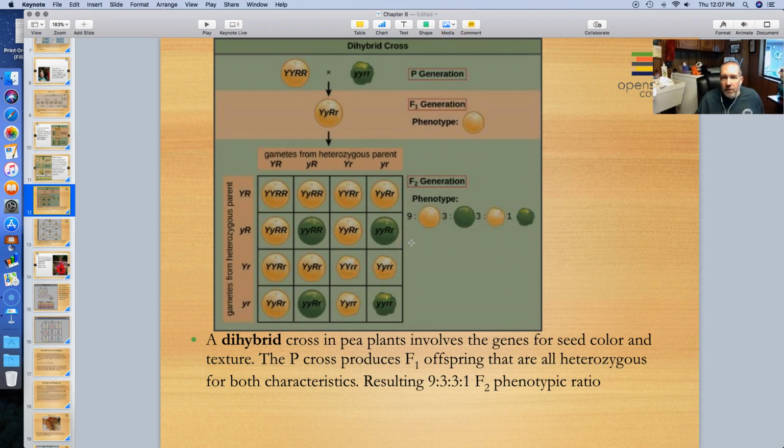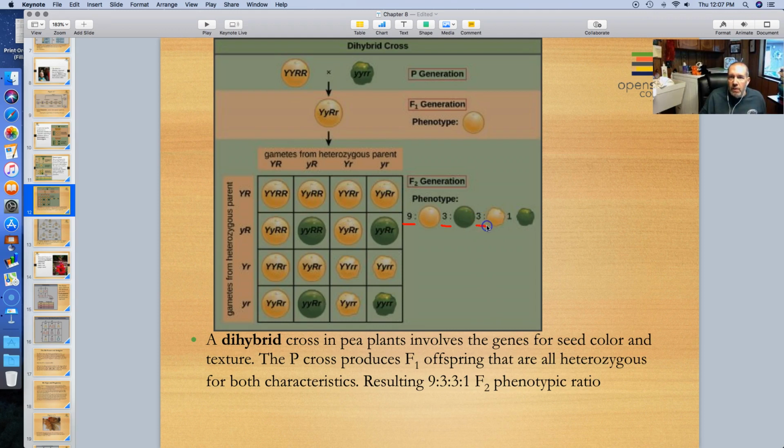And notice what happens now is we always get a ratio of 9 where the phenotype are both of the dominant characteristics, yellow and round, or smooth, whichever way you want to refer to that. And then we get 3 individuals that have one of the dominant characteristics being smooth and one of the recessive characteristics, in this case being green.